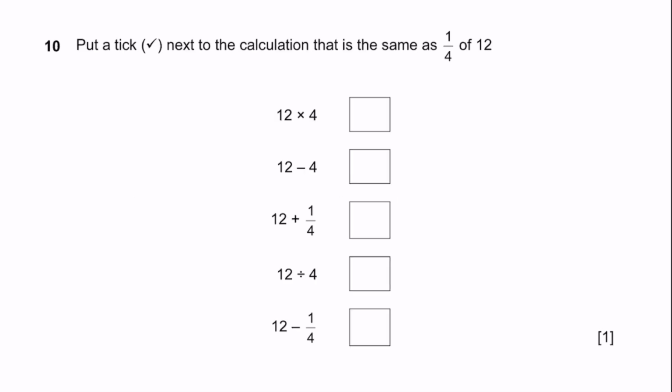Question 10. Put a tick next to the calculation that's the same as 1 by 4 of 12.